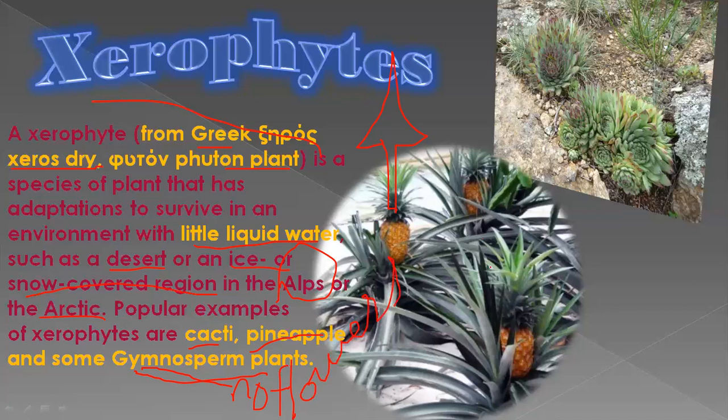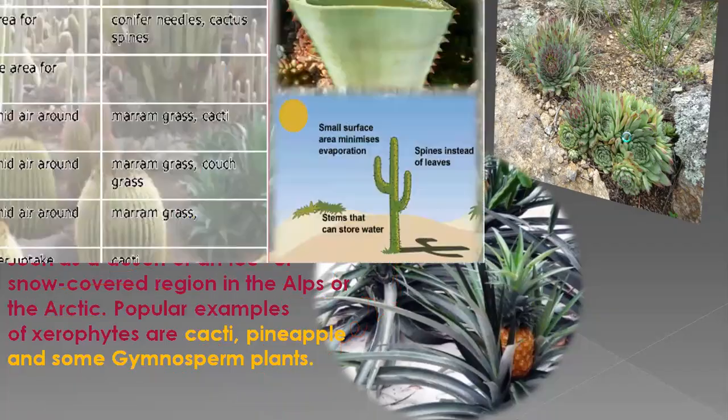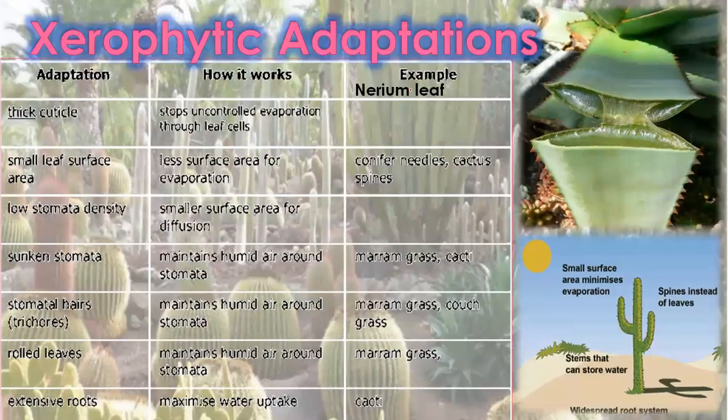So you can see pineapple plant and some cactus or aloe vera like plants. So there are some adaptations for the xerophytic plants. What are these? Number one, very important, a thick cuticle. For a thick cuticle, you can take the example of this aloe vera. Yes, it is having a very thick cuticle like this. You can see here. What is the function of thick cuticle?